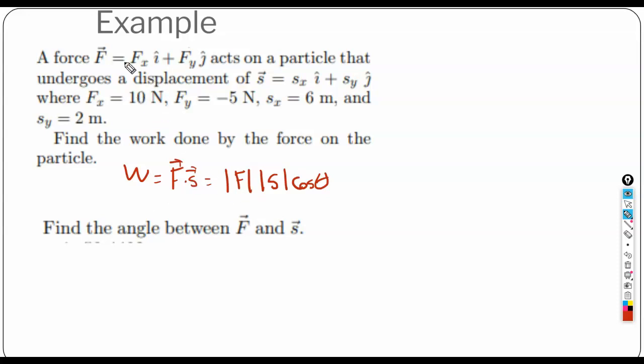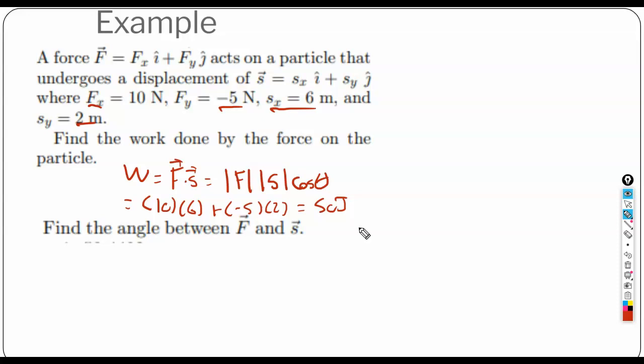But in this case, because we have F and S given in component form, it makes the most sense to just do the dot product to find the work done. So to find the dot product, I'm going to take the x components and multiply those together. So that would be 10 times 6, plus then the y components, multiply those together, -5 and 2, and that would be, let's see, 60 and -10 would be 50 joules. Okay, so 50 joules of work is done by this force.